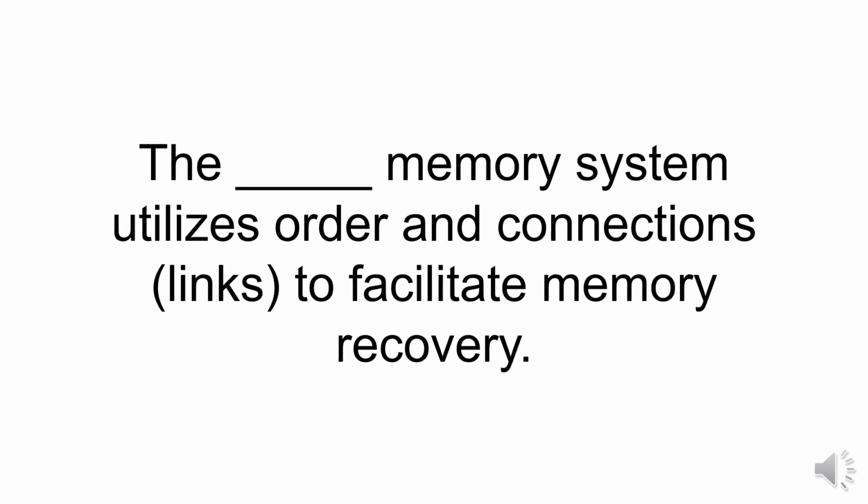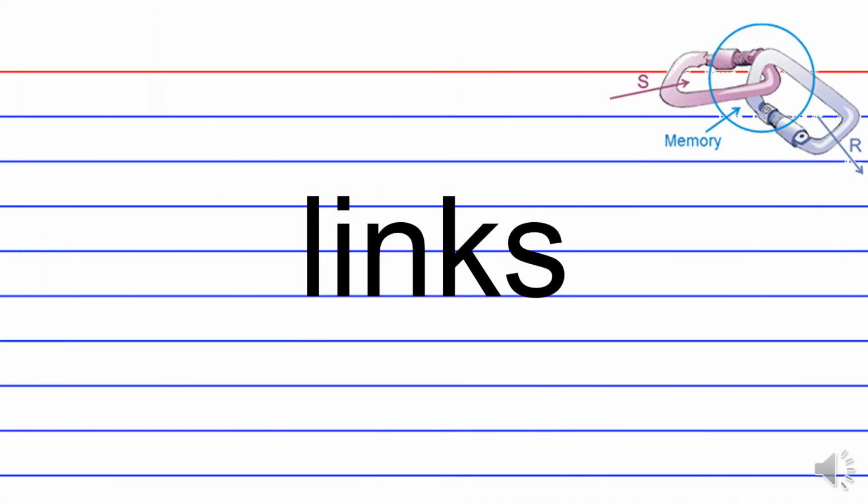The blank memory system utilizes order and connections or links to facilitate memory recovery. So what memory system is this? All right, that's going to be the links memory system. Here depicted is a link. Memory builds upon small units of information or linkages. And so that's that. Okay.